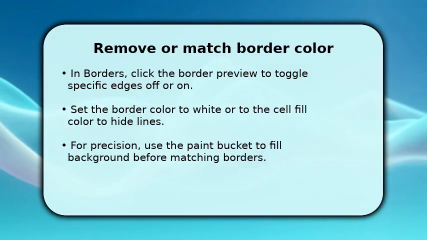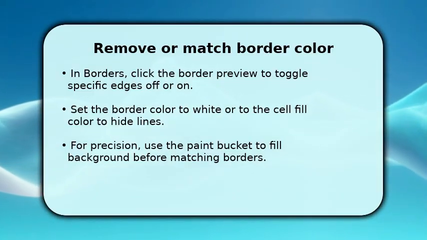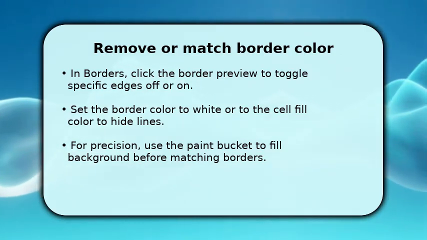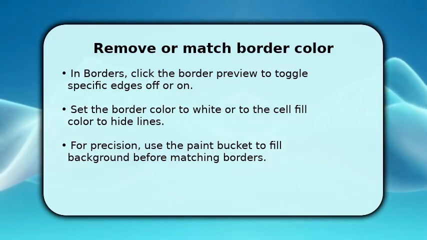Once done, choose a color that matches the cell background so the outline disappears. If you need exact hiding, fill the cell with a precise color first, then set borders to that same color. This ensures grid lines appear invisible while preserving cell separation for data integrity.